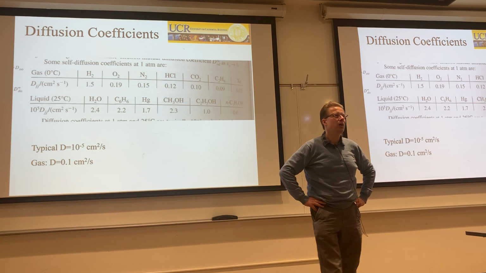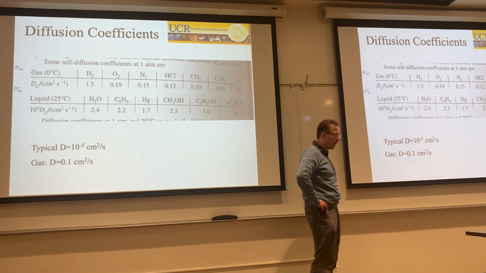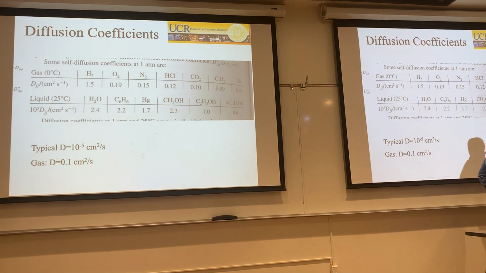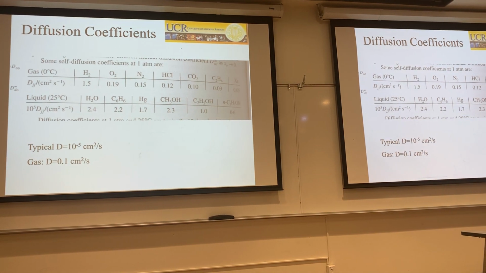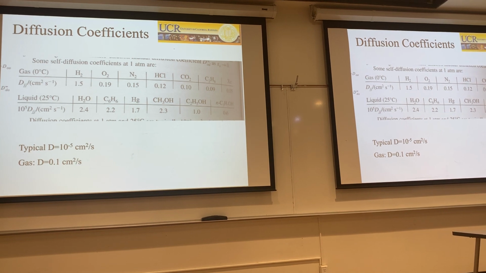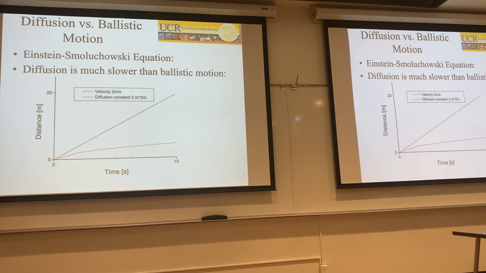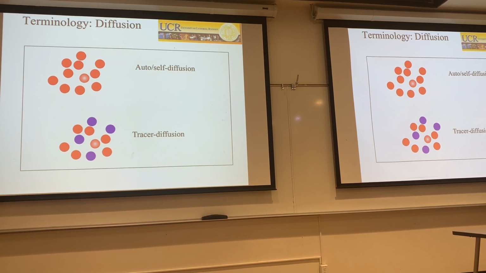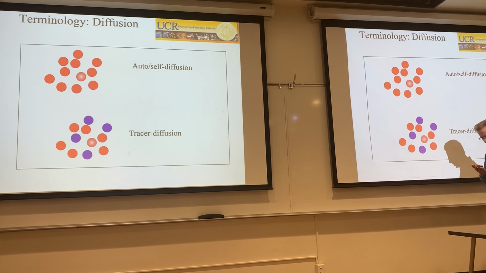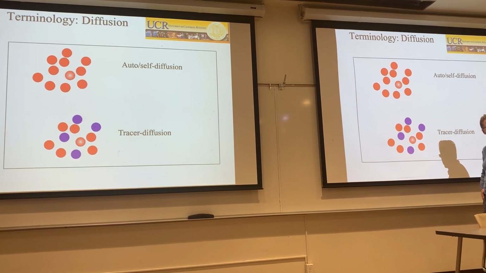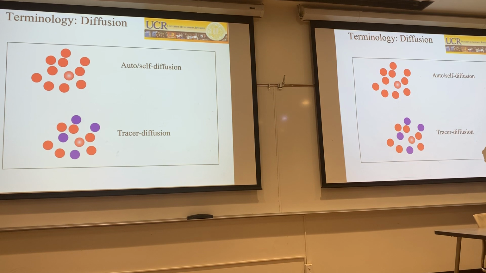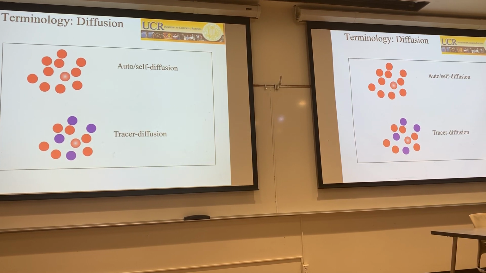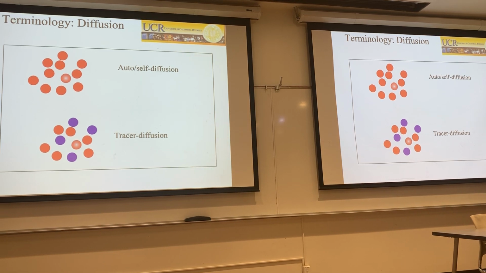So the square of the displacement is 100,000 times slower in a liquid than it is in a gas. Does it make sense? Okay. If we talk about diffusion, we need to have specific words for that, because diffusion has a lot to do with what is diffusing there. And so we have to look at auto or self-diffusion, which is like water in water diffusion.